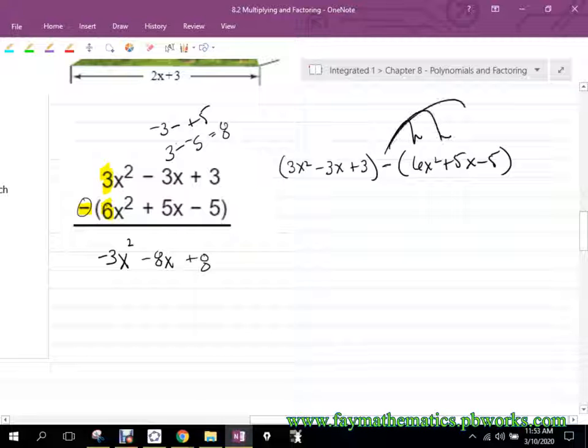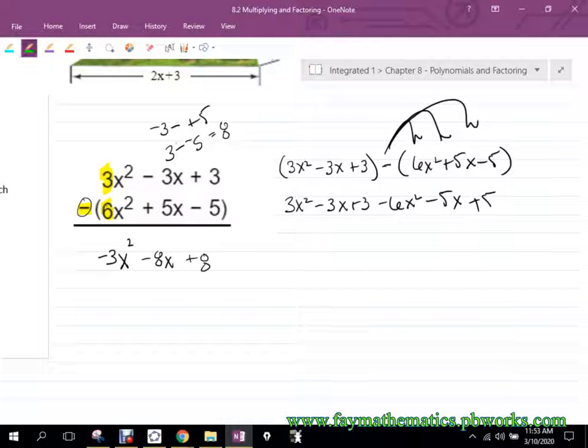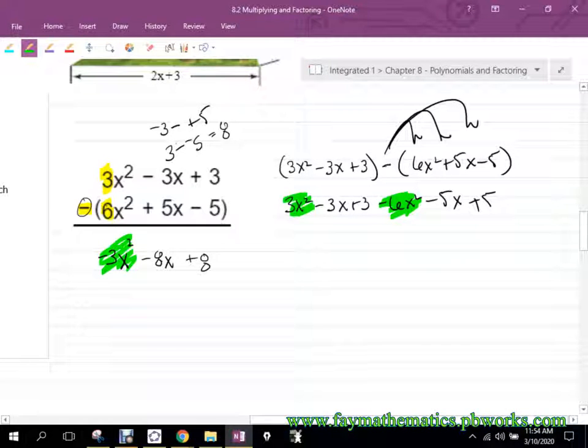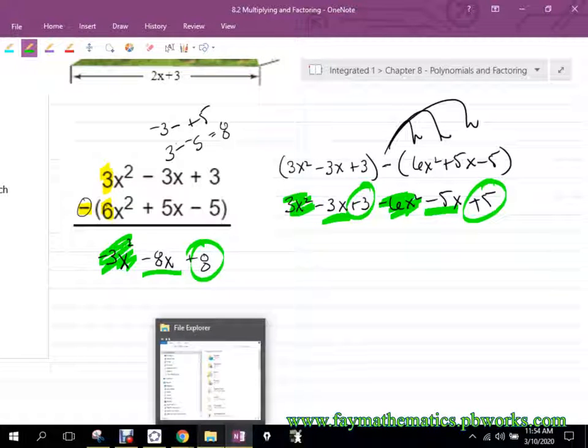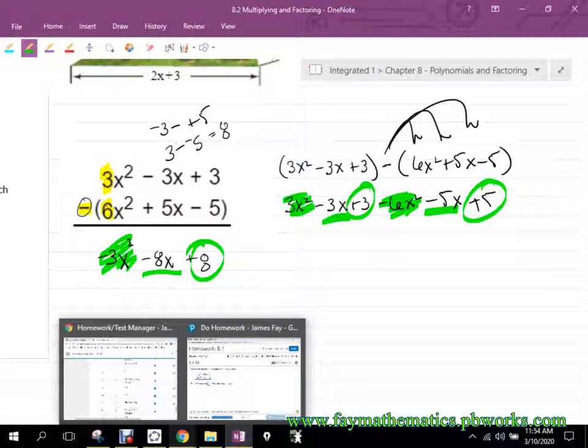If I distribute that, I have 3x squared minus 3x plus 3 minus 6x squared minus 5x plus 5. And now 3x squared minus 6x squared, is that going to be negative 3x squared? Make sense? If I go negative 3x minus 5x, does that give me negative 8x? Yeah. And then positive 3, positive 5, and positive 8. That kind of makes sense why I think that's a better route.